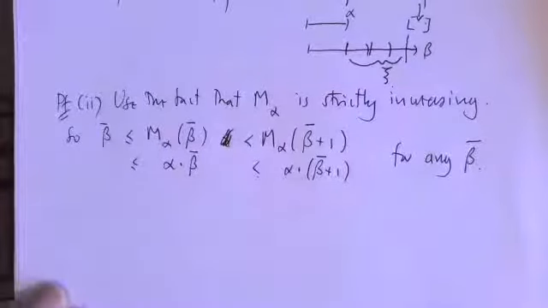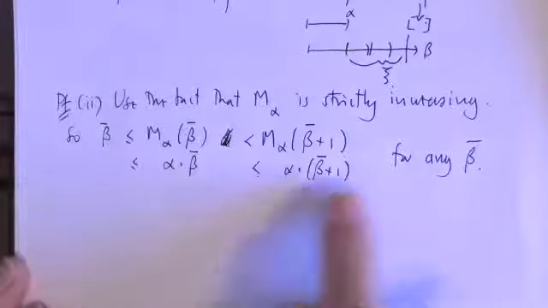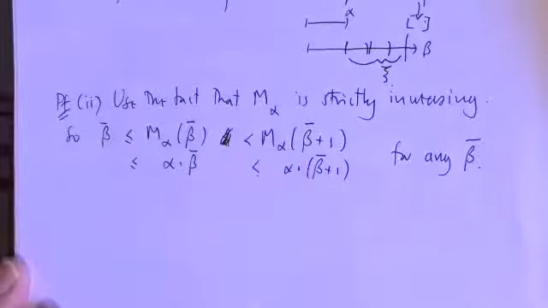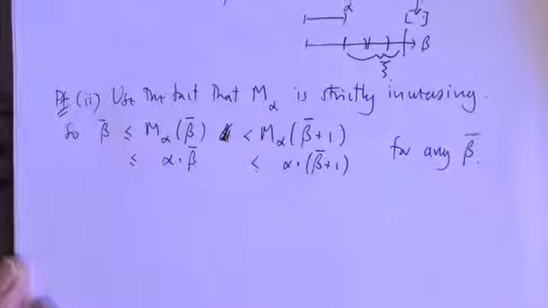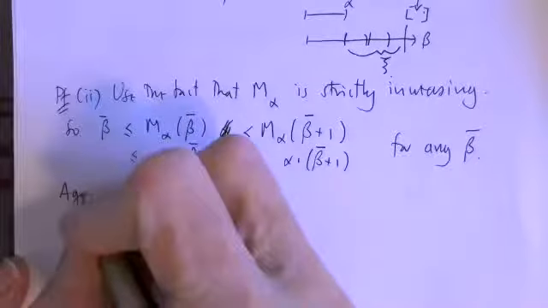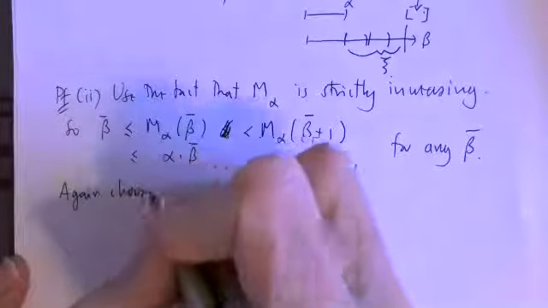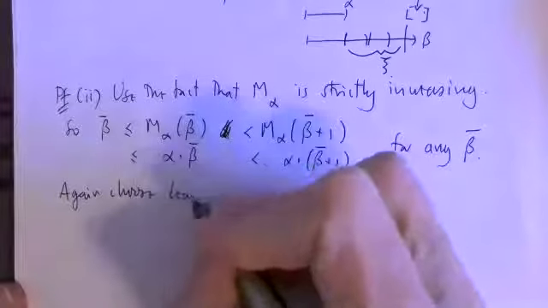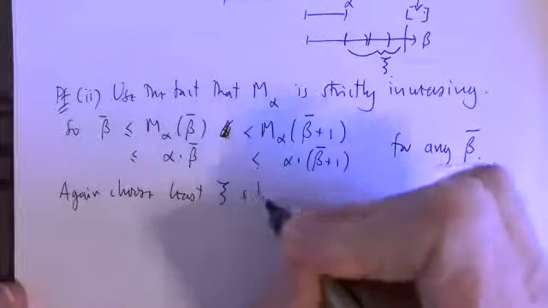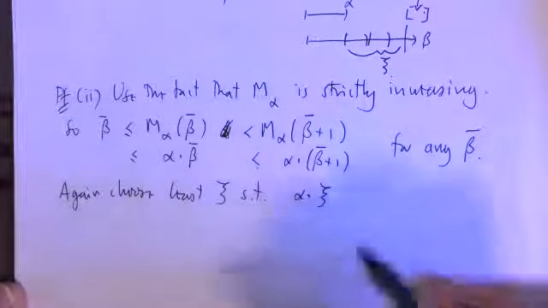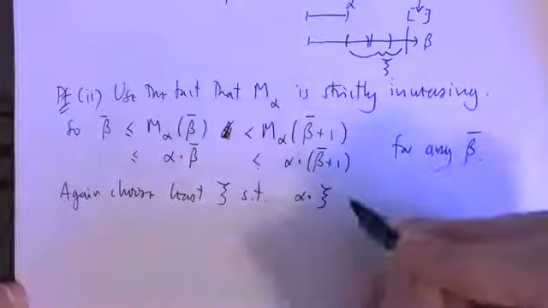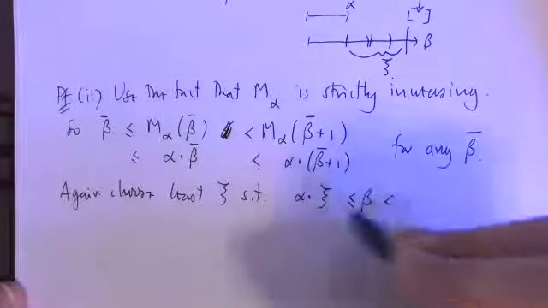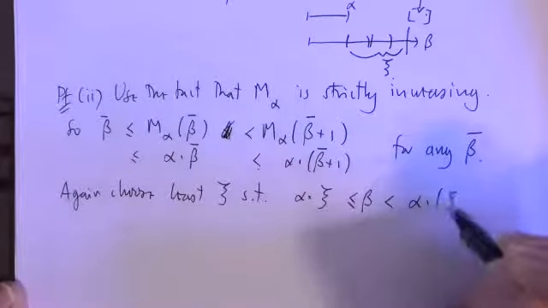So now again, I choose then the least psi or beta bar so that alpha times psi is bigger than beta. So I can phrase it slightly differently from part 1. Alpha times psi is less than or equal to beta, but alpha times psi plus 1 is bigger than beta.